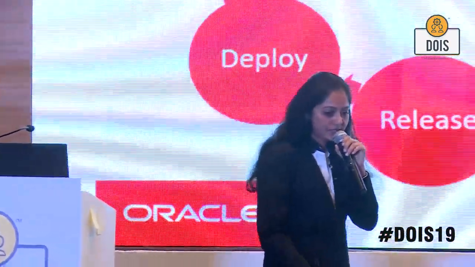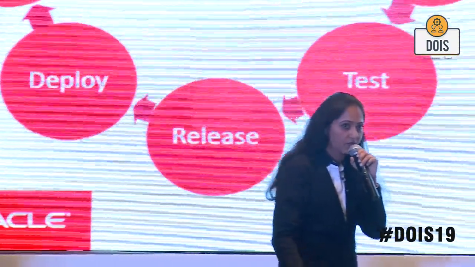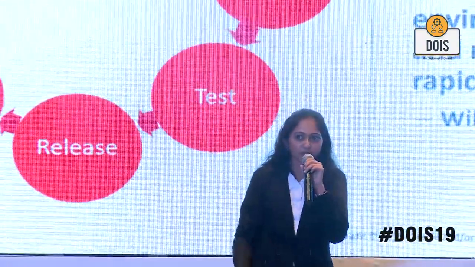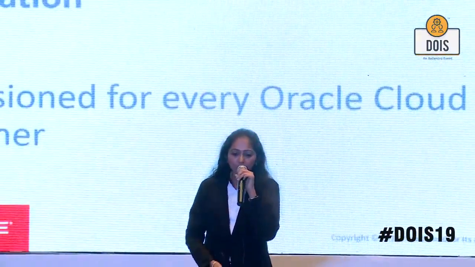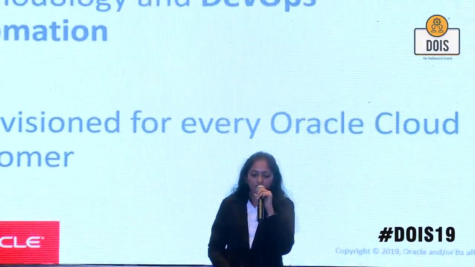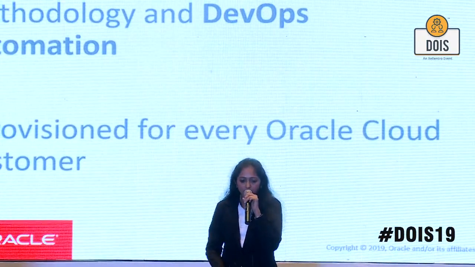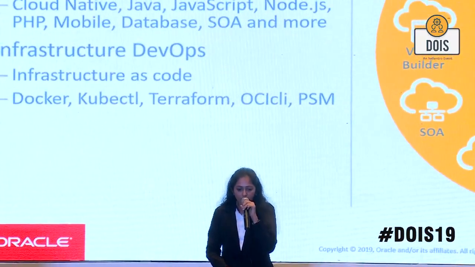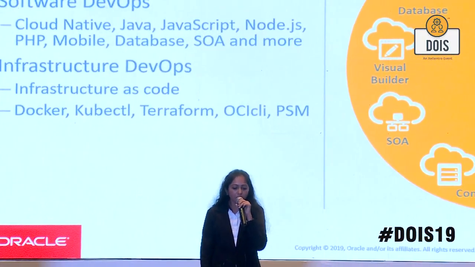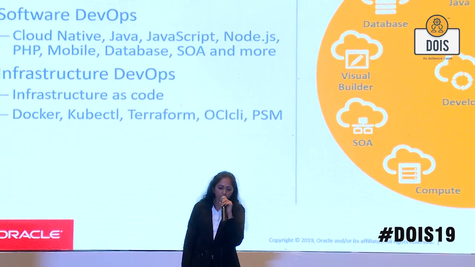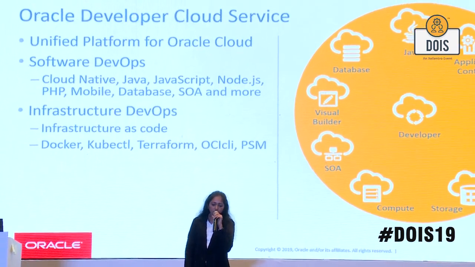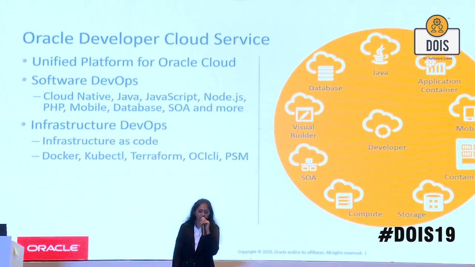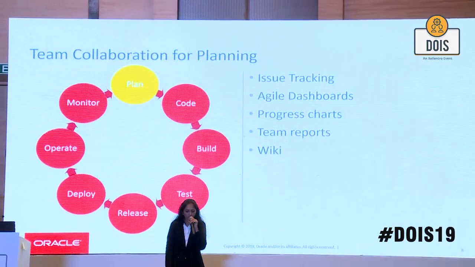So I'm just going to run through these slides quickly because this is the generic DevOps lifecycle, which you've been listening to since yesterday morning, right? So I would like to show, it basically provides a unified platform and it supports a lot of cloud native applications with infrastructure as code, and you can deploy any sort of application on Oracle Cloud Infrastructure.